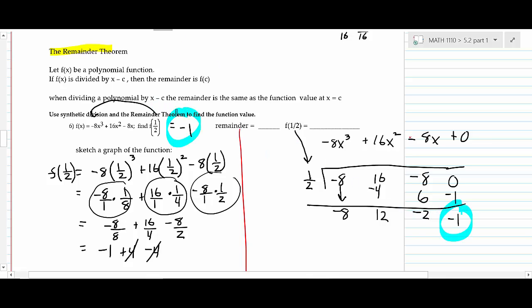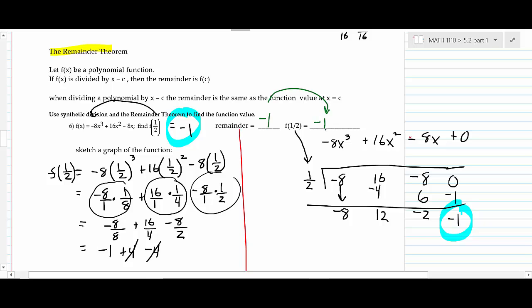Same answer. It always works. That's what the remainder theorem is. The remainder theorem says that if you synthetically divide that polynomial by a number, whatever the remainder is, is the same as the function value. So what you have is a remainder of -1. That means that f of 1/2 is also -1. Okay, that's the remainder theorem.